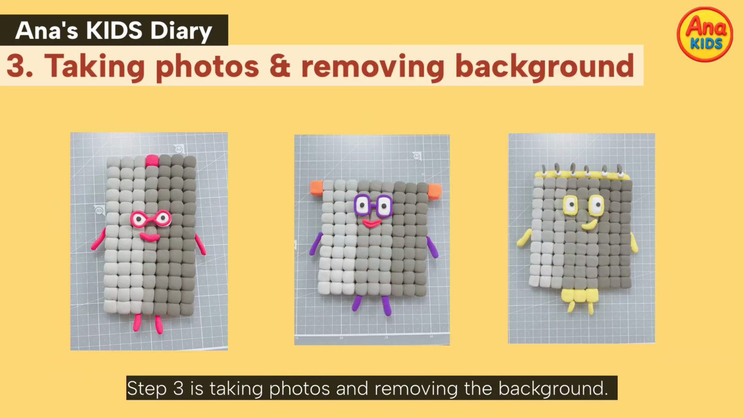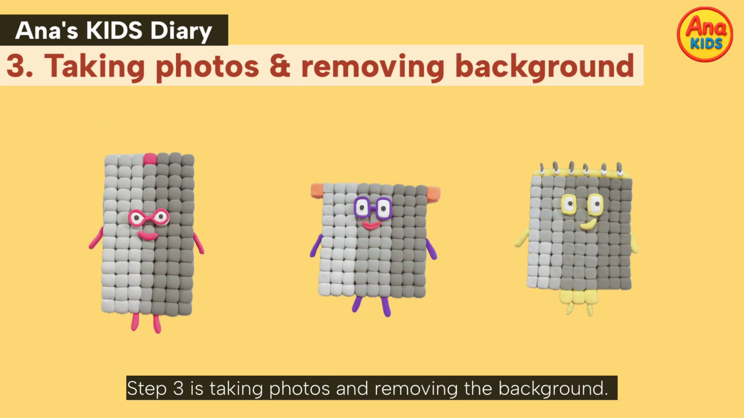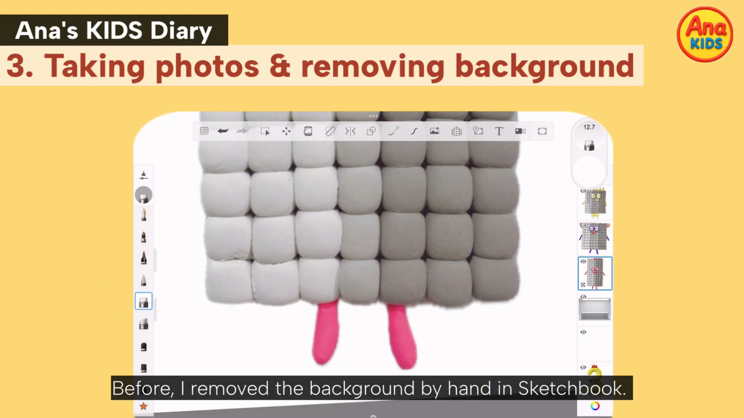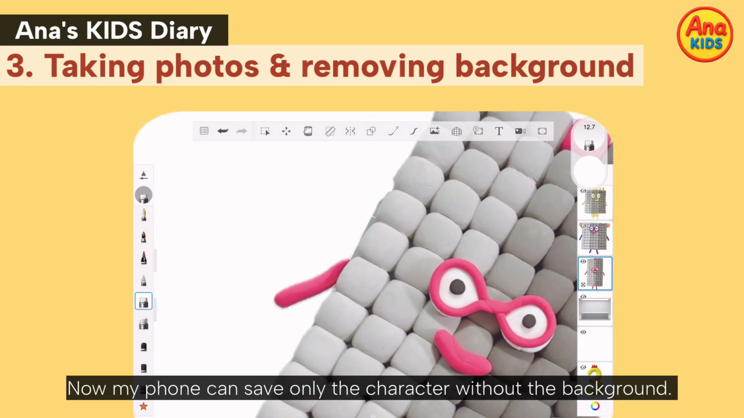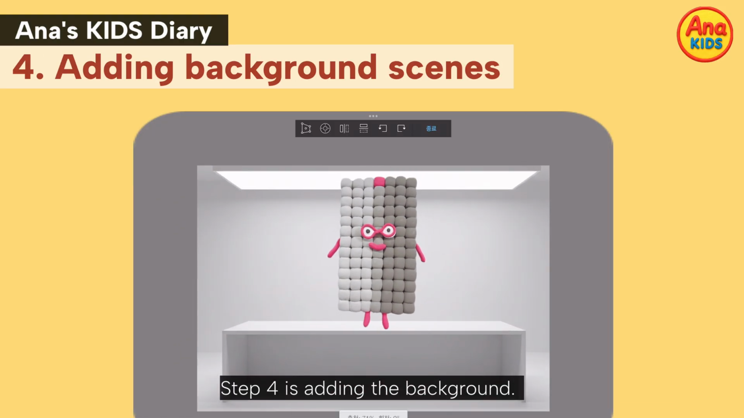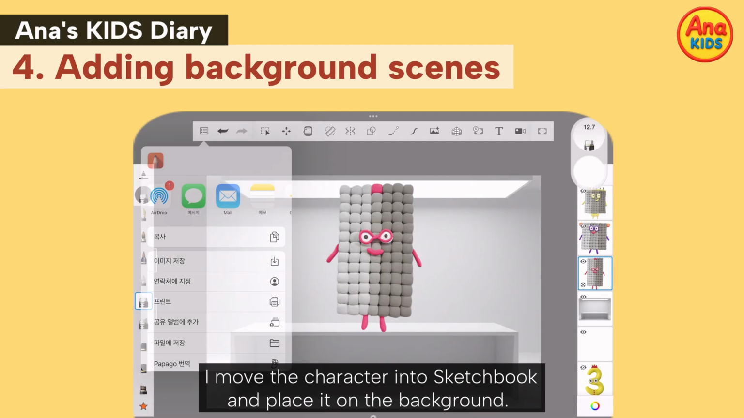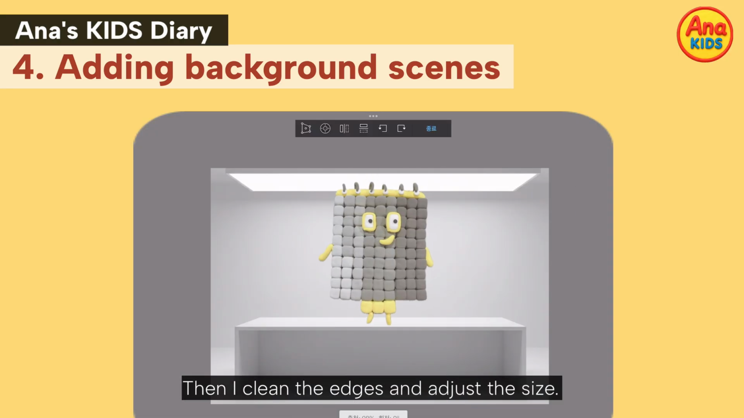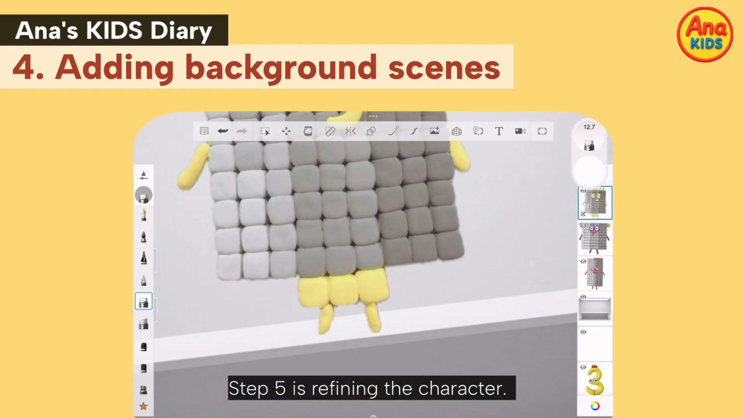Step 3 is taking photos and removing the background. Before, I removed the background by hand in sketchbook, but now my phone can save only the character without the background. Step 4 is adding the background. I move the character into sketchbook and place it on the background. Then I clean the edges and adjust the size.